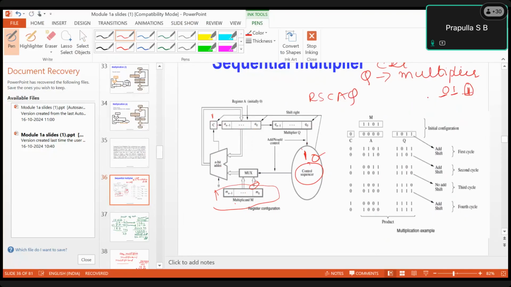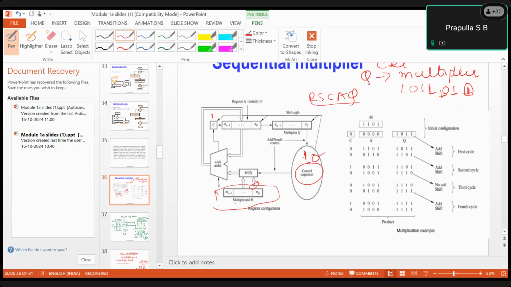Because every time I want the Q0 bit, say for example, your multiplier is 1011. First time I want 1. After I do this, this bit should go off. So when I do a right shift, the rightmost bit will go, then the next bit will come to this position, then the next bit, like that. So that is why we do a right shift CAQ. In the division I showed you, we had left shift. Here it is right shift.